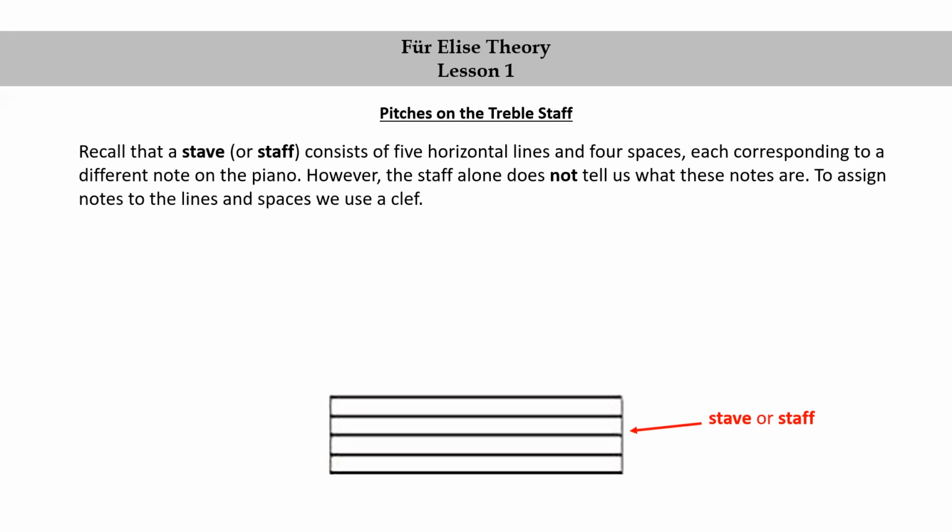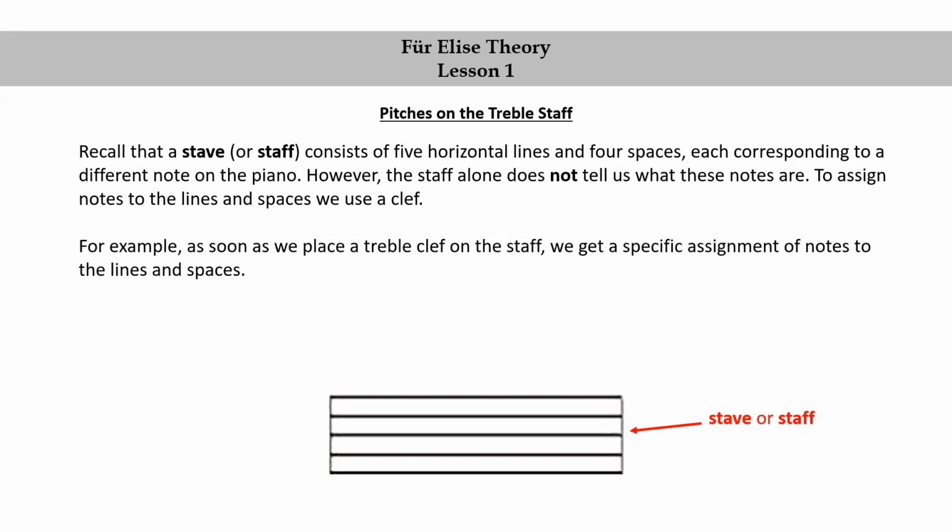To assign notes to the lines and spaces, we use a clef. For example, as soon as we place a treble clef on the staff, we get a specific assignment of notes to the lines and spaces. Okay, so here we have a picture of a treble staff, which has a treble clef.